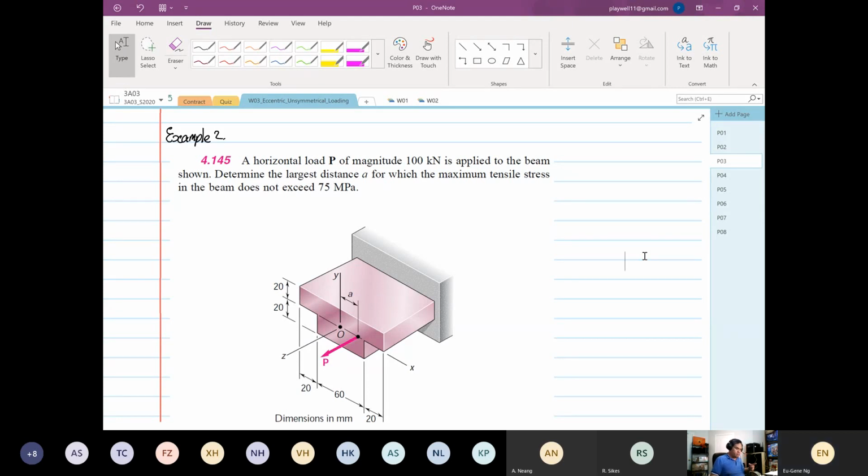Okay. The question I want to ask is this. How many moments are there? 1 or 2? Anyone? How many moments are we likely to see over here? Looks like there's one along the y-axis. Anyone else?